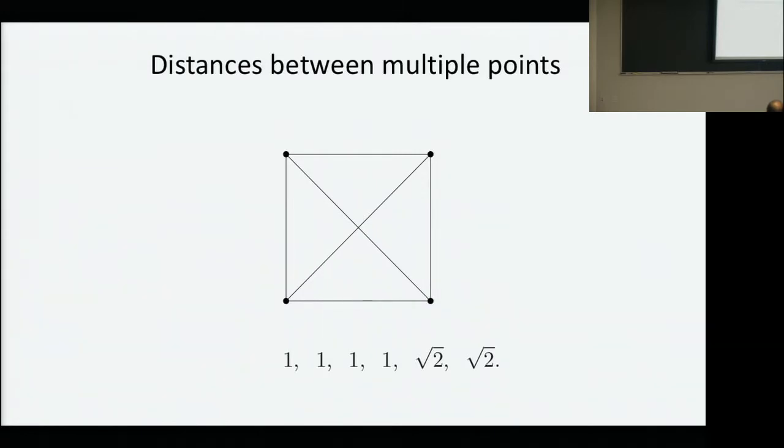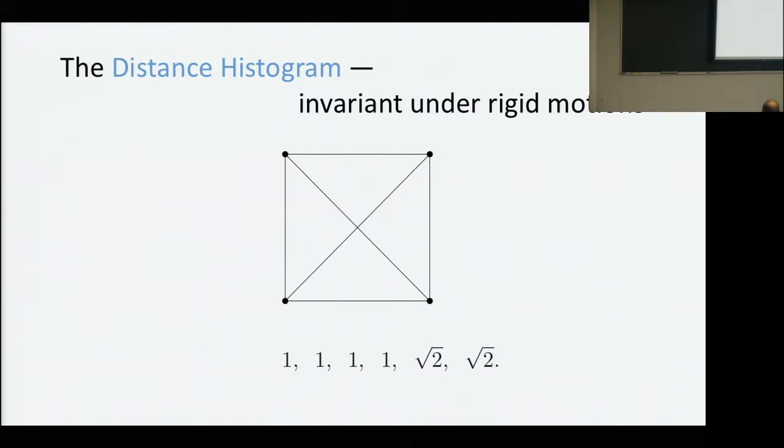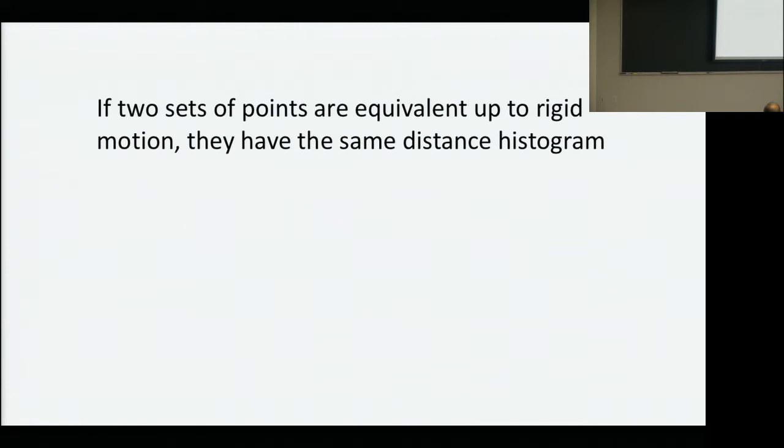in terms of histograms. So suppose I have a bunch of points, say the square, then I can of course write down the distances between the points, and I can look at that as a histogram. So in this case it's 4 1s and 2 square root of 2's. And it's certainly invariant under rigid motion, so if two sets of points have different distance histograms, they're certainly not equivalent under a rigid motion. And so that's just a thing of a histogram.